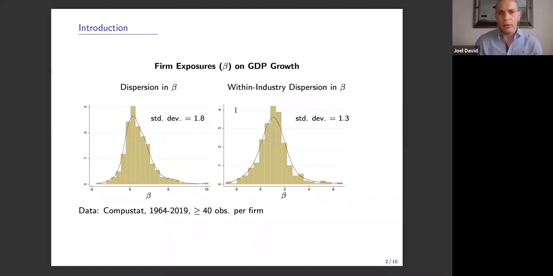Although the exact level of aggregation won't matter too much for today, in the right-hand panel I'm showing only the component of this dispersion that comes across firms within industry. We can see that it actually accounts for about two-thirds of the total.